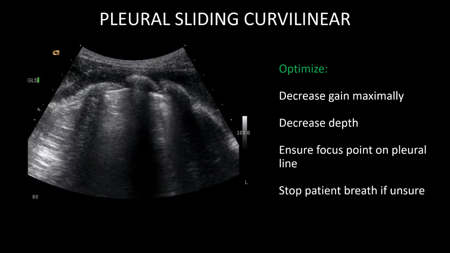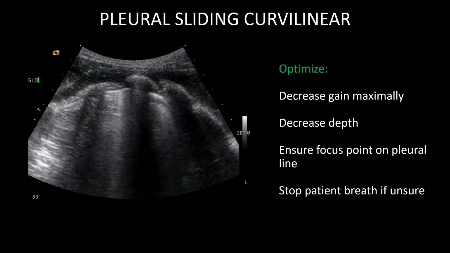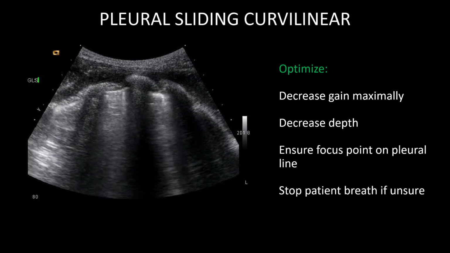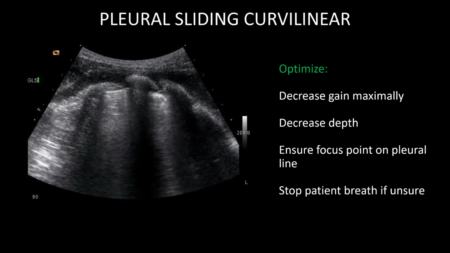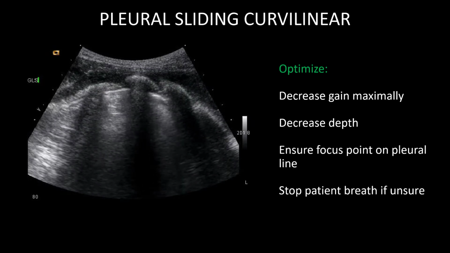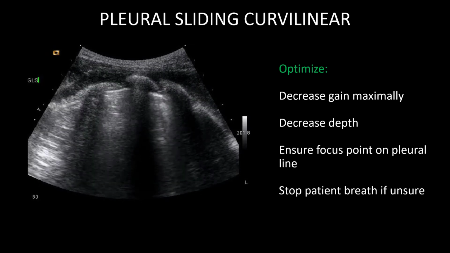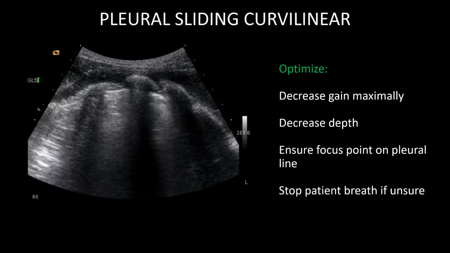Proper optimization requires decreasing the gain maximally to improve gray-white differentiation, decreasing the depth to improve axial resolution, and ensuring the focus is on the pleural line. If still unsure, create a difference in the image by asking the patient to stop breathing or creating an inspiratory hold on the ventilator. We are, of course, better at analyzing changes rather than fixed images.